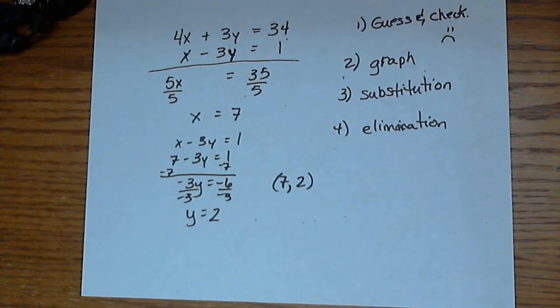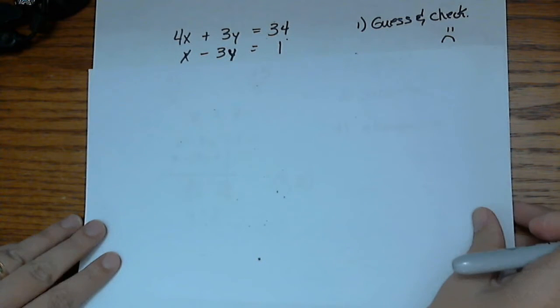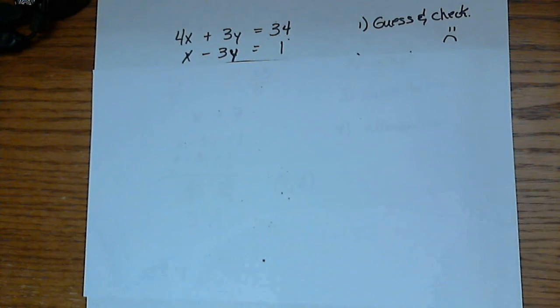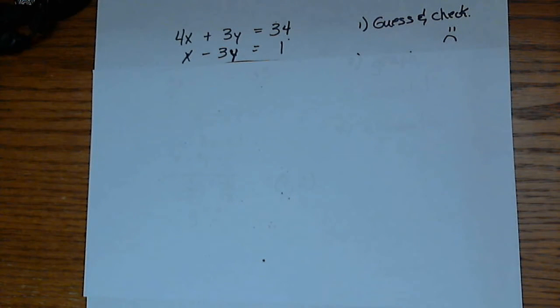Okay? Another way we can solve the same system of equations is to use the method called substitution. Now for substitution, we actually want to start by getting one of the variables alone. We want to isolate one of the variables.